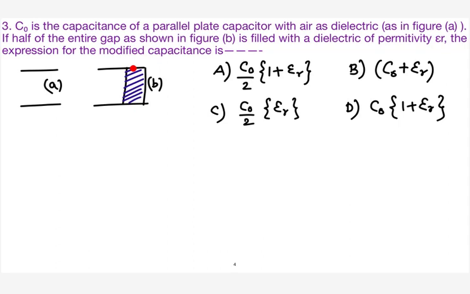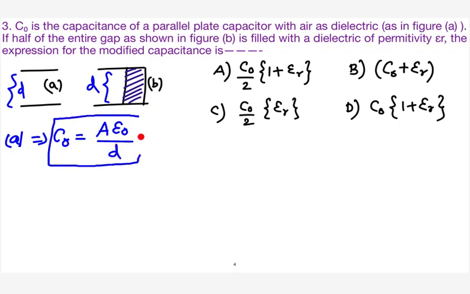First, looking at figure A, can you define the value of C naught capacitance? Let us say d is the separation in both cases. So the value of C naught will be A into epsilon, which is epsilon naught, divided by d. So this is the value of C naught in figure A. Take it as equation 1.